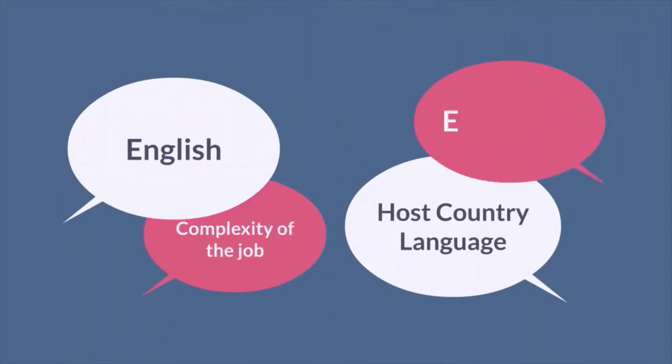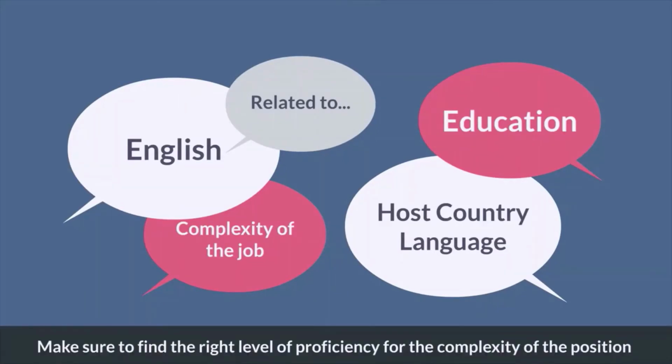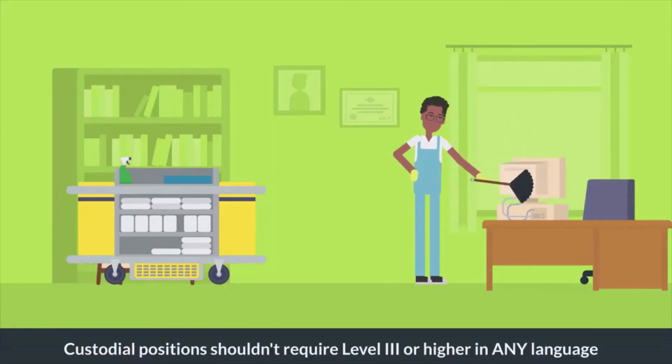Next is language proficiency in English or the local languages. Remember that language is directly related to the education levels and the complexity of the job. They should not be too high or too low. For example, a custodial position should not require a level 3 or higher in any language.